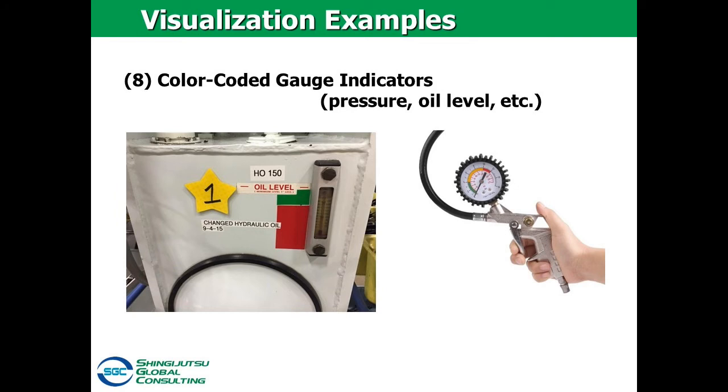These are examples where equipment has a color-coded gauge to display the status, allowing any abnormality, including oil level and air pressure, to be easily seen.